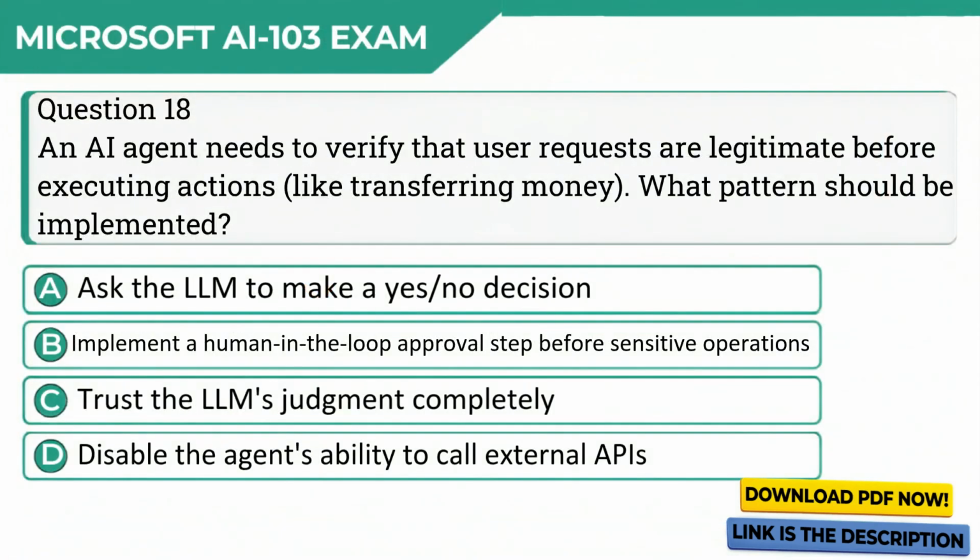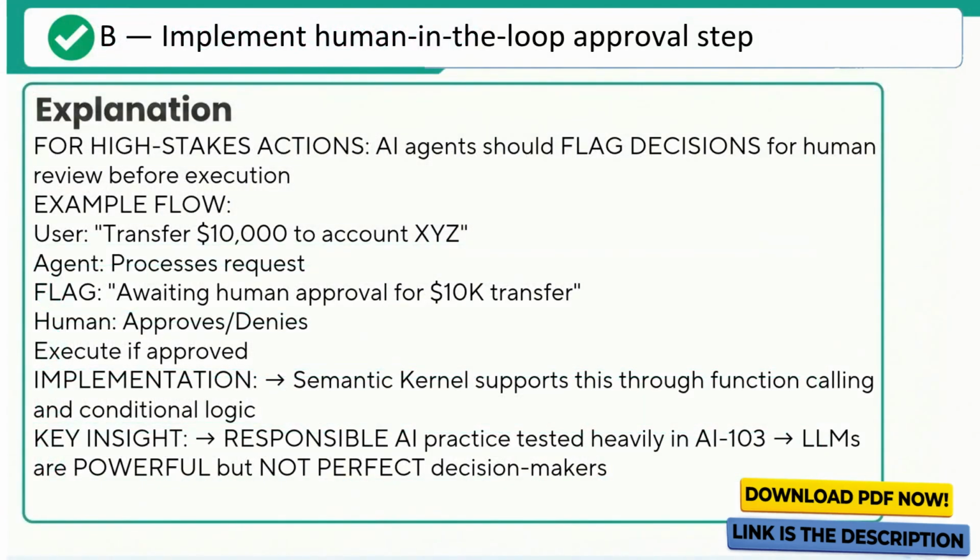Question 18. An AI agent needs to verify that user requests are legitimate before executing actions like transferring money. What pattern should be implemented? A. Ask the LLM to make a yes/no decision. B. Implement a human-in-the-loop approval step before sensitive operations. C. Trust the LLM's judgment completely. D. Disable the agent's ability to call external APIs. Correct answer: B. Implement a human-in-the-loop approval step.